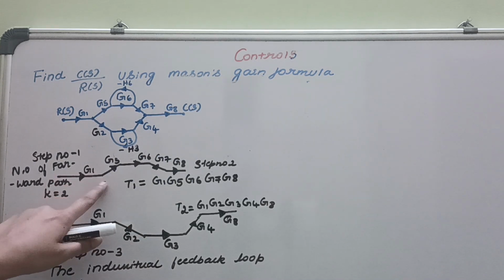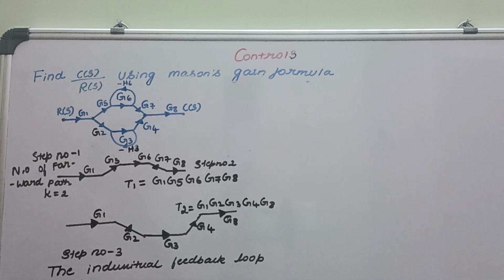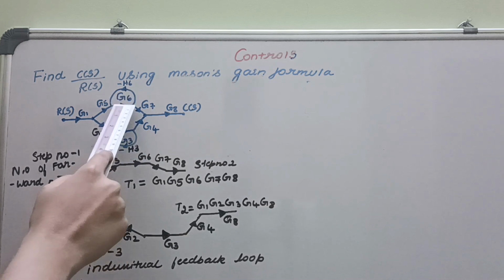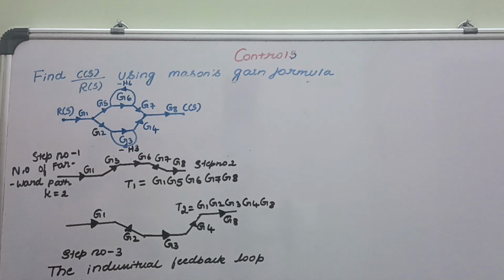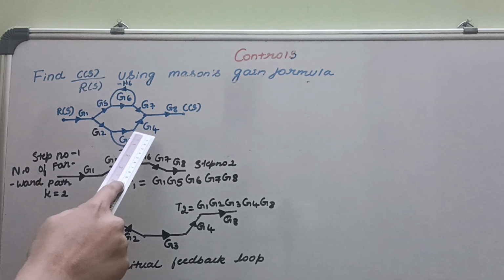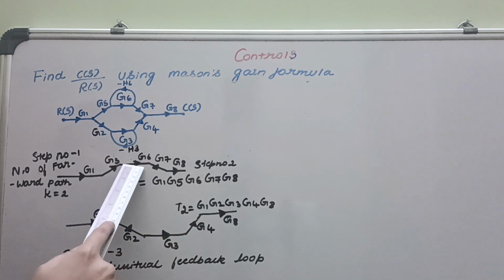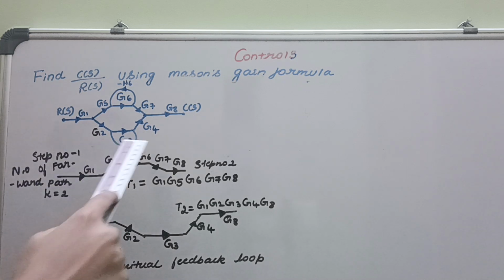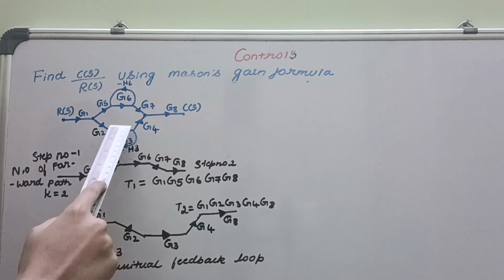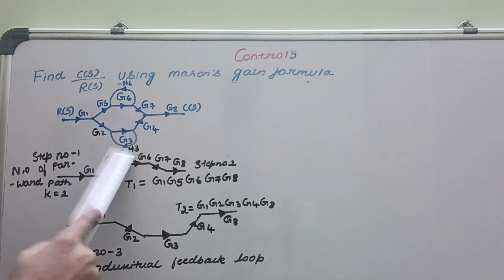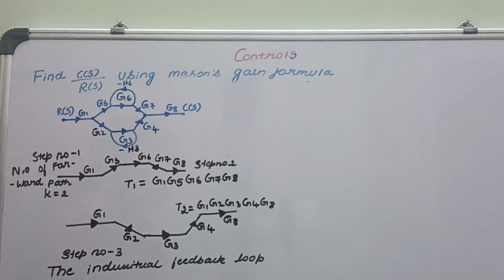Here, L1 is touching, because L1 is crossing through G6, right? So here there is a G6, and L1 also has G6, so it is what I can say, a touching loop. But what happens with L2? This L2 is not touching this T1, right? This T1 is G1, G5, G6, G7, G8. So L1 touches it, L2 does not touch. L2 is G3 and minus H3. This G3 and minus H3 is the same as L2, and L2 is not touching L1, right?